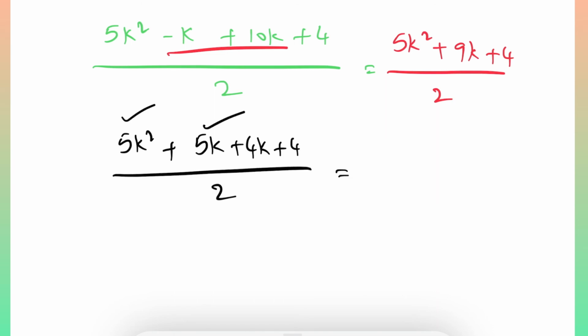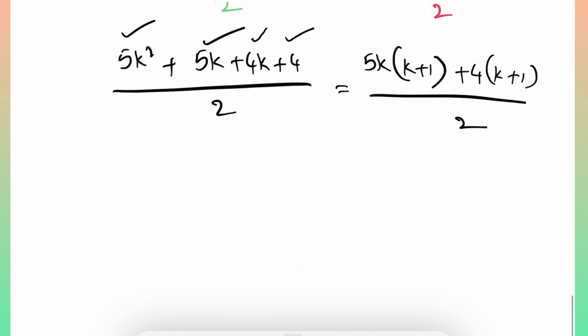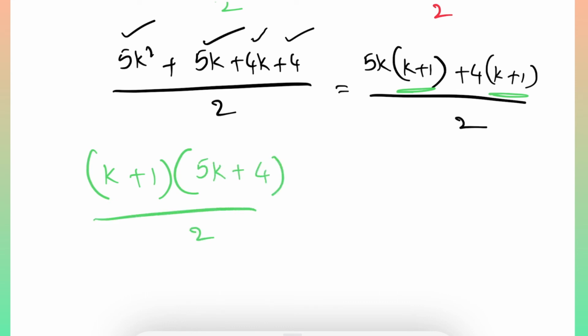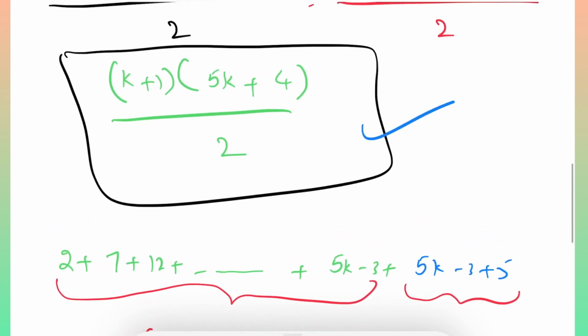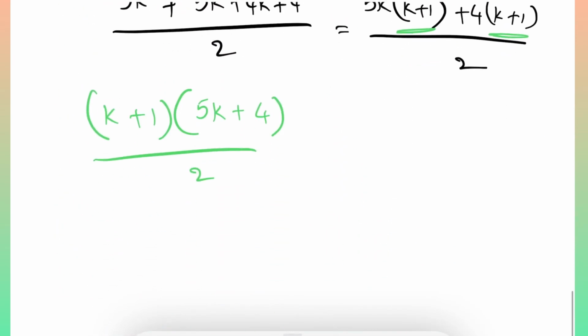From the first and second terms we can take 5k common, so we are left with k + 1. From the third and fourth terms we can take 4 common, so we are left with k + 1, whole divided by 2. Here k + 1 is there and here also k + 1 is there, so taking k + 1 common, we are left with (5k + 4) whole divided by 2. So this is the final answer we got. Let us check this with our previous one. Actually we needed to get (k + 1)(5k + 4)/2, and we got it. So we got the correct answer.